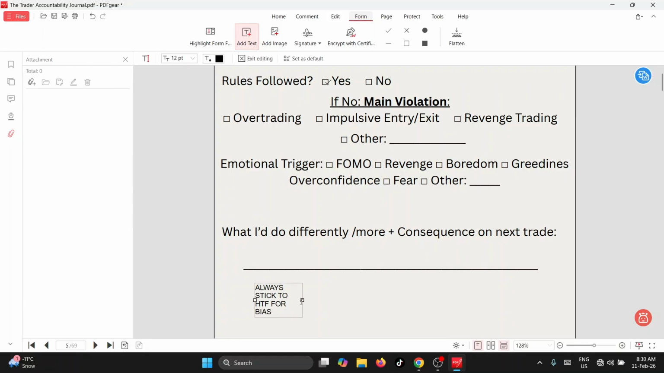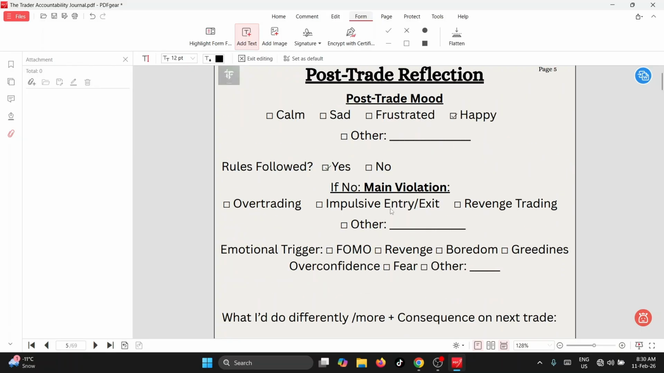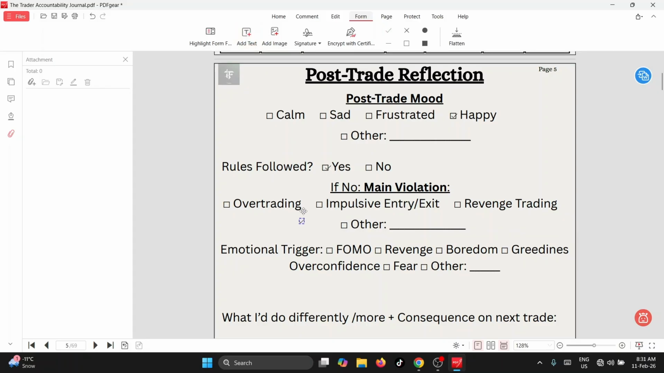Okay. Now, if you didn't follow your rules, you're gonna have to say exactly why you didn't follow your rules. When I was a beginner, one of my main issues was impulsive entries and exits. I used to enter impulsively. I couldn't wait for price to either come to my POI or show me the full confirmation that I needed to enter. So you can just say this, impulsive entry or exit, whichever one it is, okay?